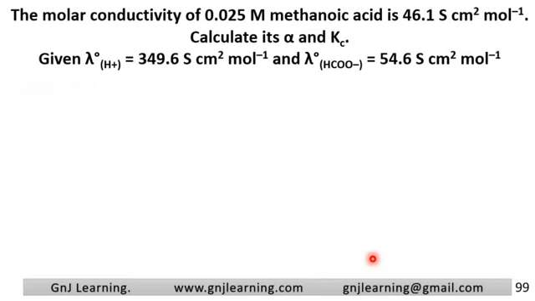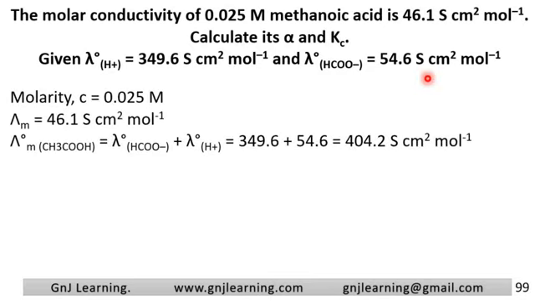Now the next question: molar conductivity of 0.025 molar methanoic acid. This is methanoic acid, and acetic acid is ethanoic acid. So for methanoic acid, its concentration is given, its molar conductivity lambda m is given. I have to calculate Kc value and alpha. Lambda m0 is not given, but they have provided the values of cation and anion. So molarity is given, lambda m given. They have provided molar conductivities of ions, means I can calculate lambda m0 using Kohlrausch law.